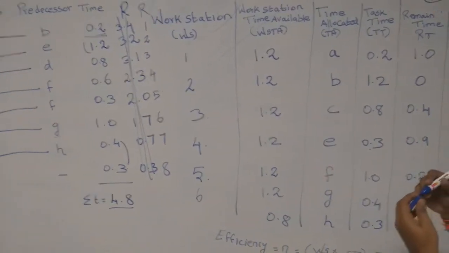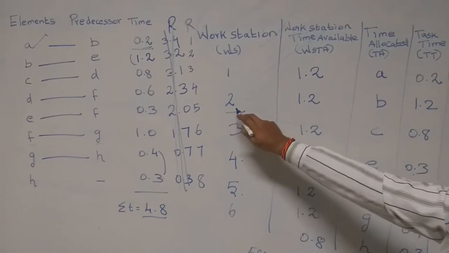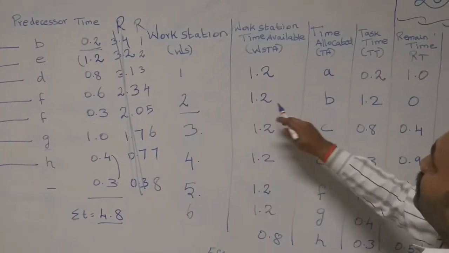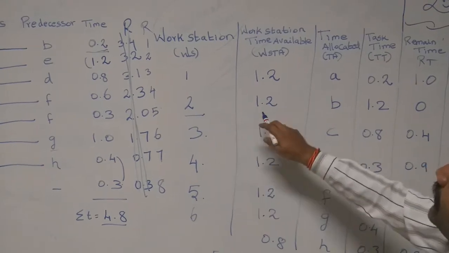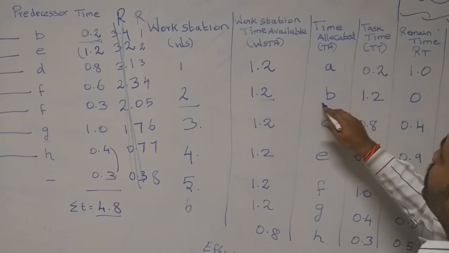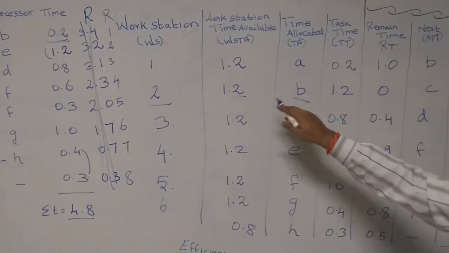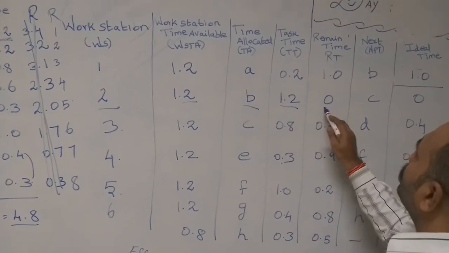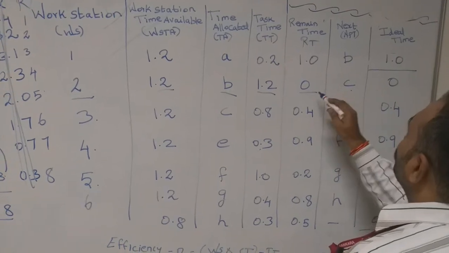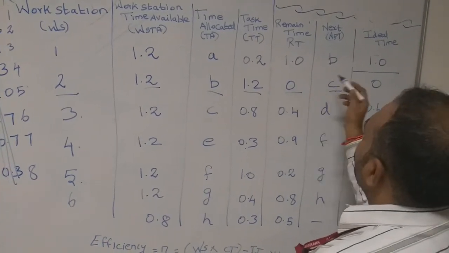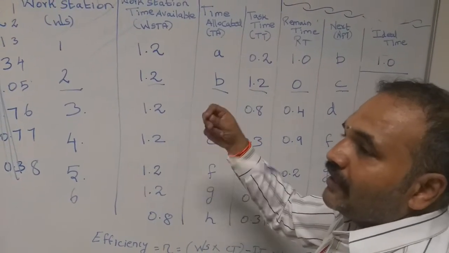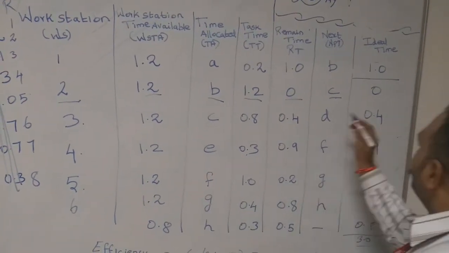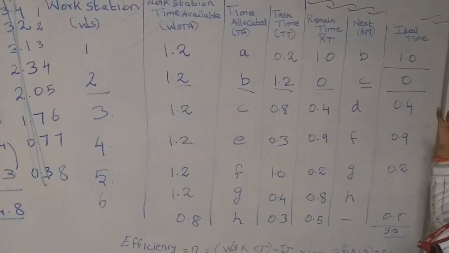Next we are going to start the second workstation. Start with the same cycle time, 1.2. Second value is B, and value of B is 1.2. So 1.2 minus 1.2 is 0. The next rank is C, but with 0 we cannot subtract. We don't have any negative values in this. So we are completing this workstation also.